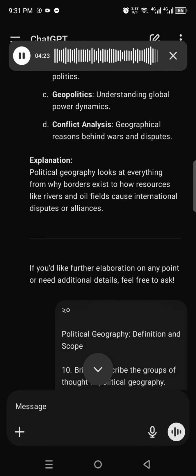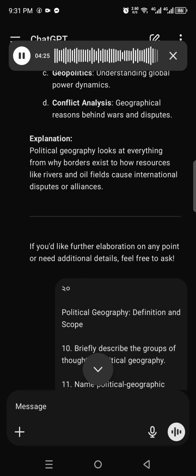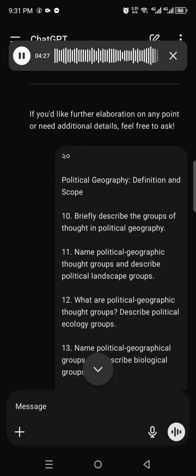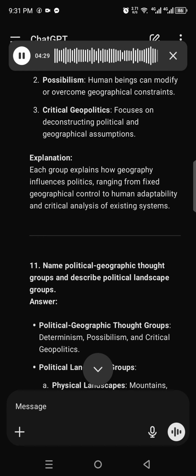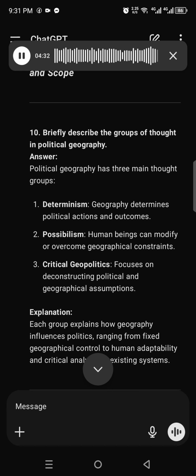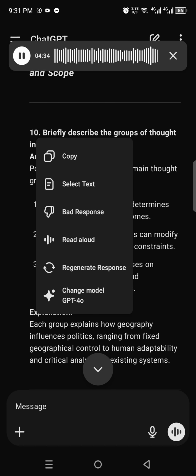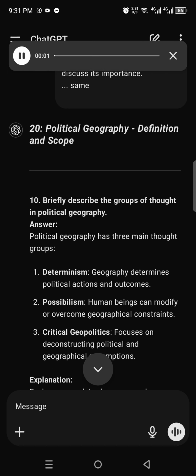Explanation. Political geography looks at everything from why borders exist to how resources like rivers and oil fields cause international disputes or alliances.